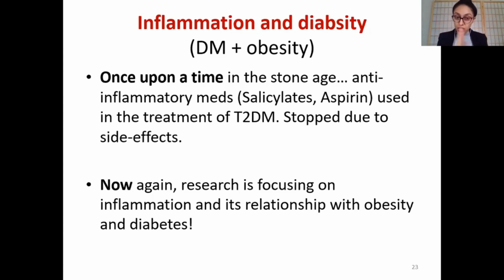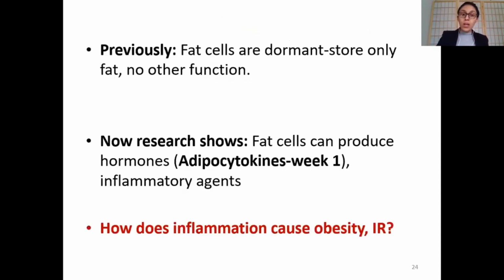So research then started focusing on the role of inflammation in these two major chronic health conditions which have infested the world, which are diabetes and obesity. So we are going to understand the role of inflammation.